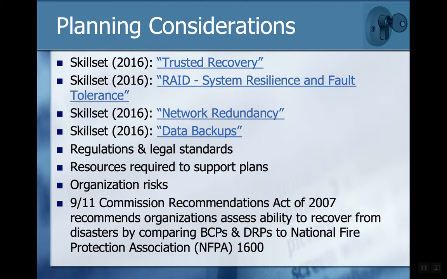One of the outcomes of the attacks in 2001 in New York was that the 9/11 Commission had a series of recommendations on how to recover from disasters, by comparing business continuity plans and disaster recovery plans to the National Fire Protection Association. It was one of the learnings that came out of 9/11, because that was clearly a worst case event. Not every disaster is of the scale of 9/11, but there are other scenarios which could have a large impact on companies.